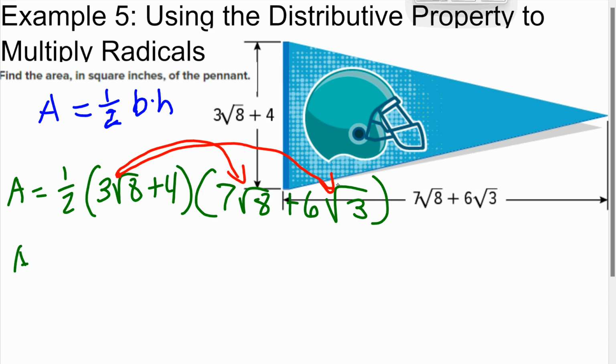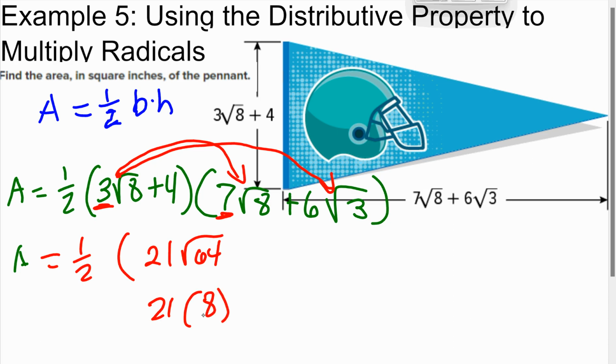So we multiply radicals just like we did in the last example: outside times outside, so that'd be 21. And then inside times inside. So √8 times √8 is the square root of 64. I'll go ahead and write it, even though I could really just put 8. And so there I get 168.